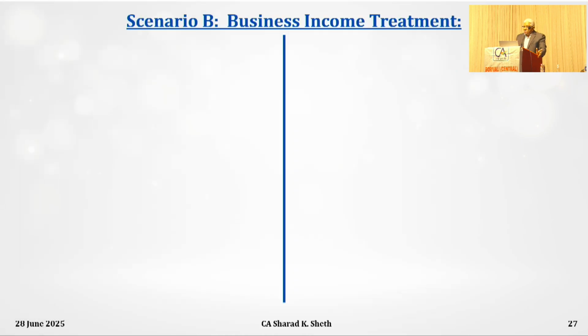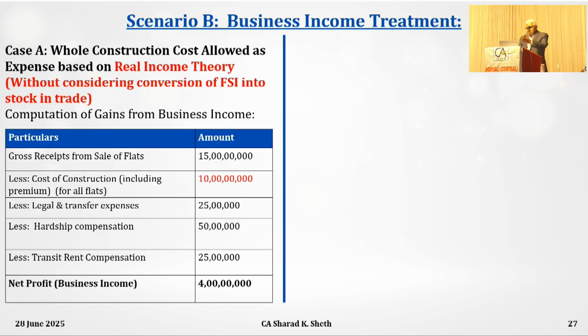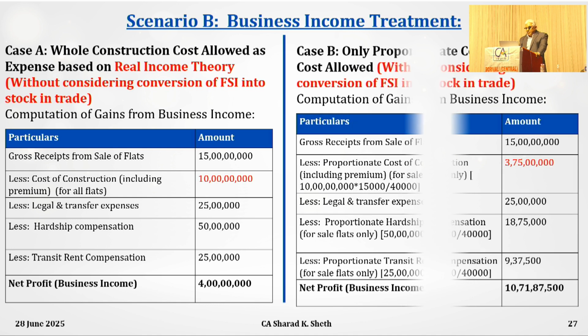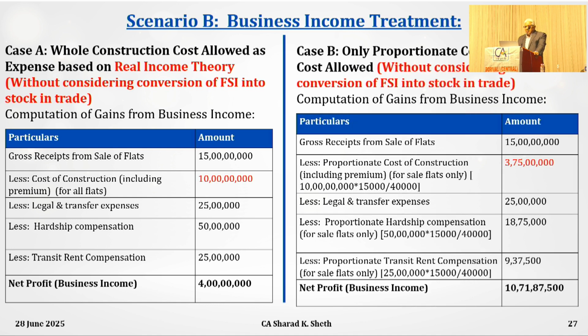Okay. So now, the same thing, if we go for a business model, then again, without claiming that FSI is a conversion of capital asset into stock in trade, assuming we don't take that ground, then the calculation will remain more or less the same, on both theories, where full reduction is claimed and where proportional reduction is claimed. So the amount will remain the same. Only it will be offered under the head income from business and liable at maximum rate.